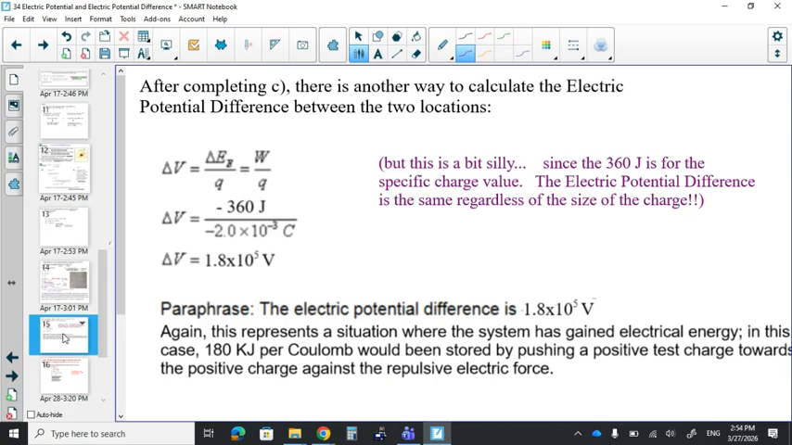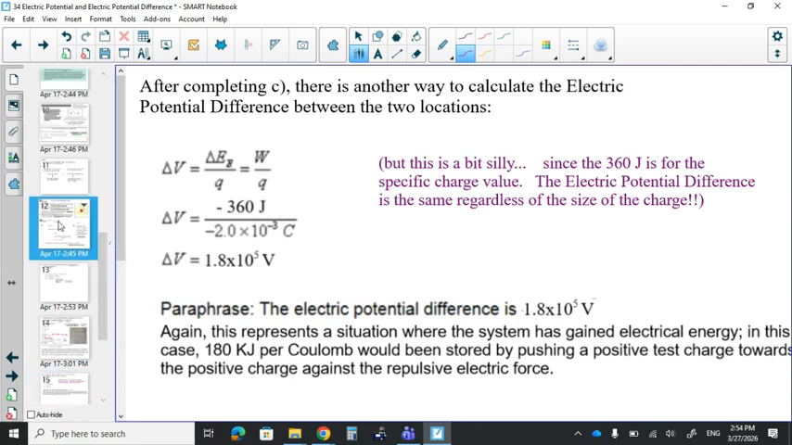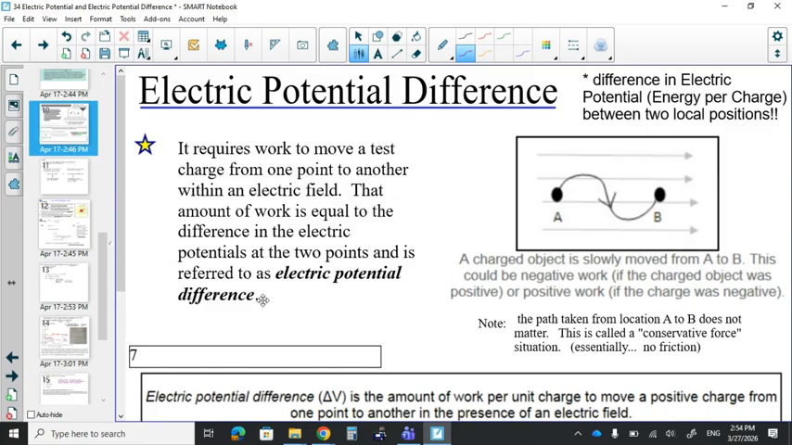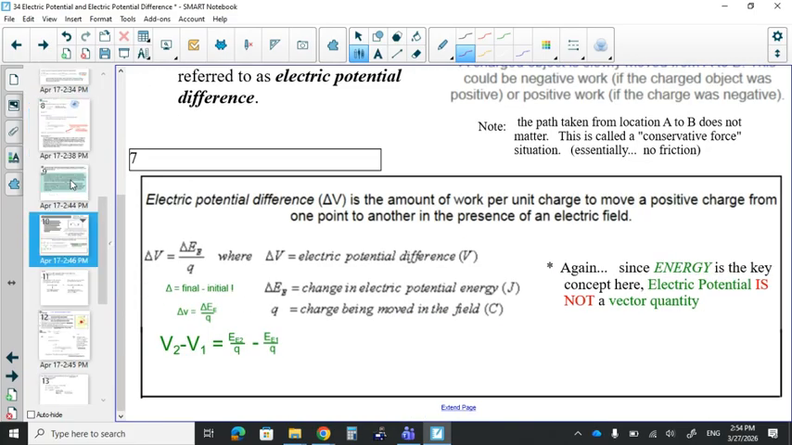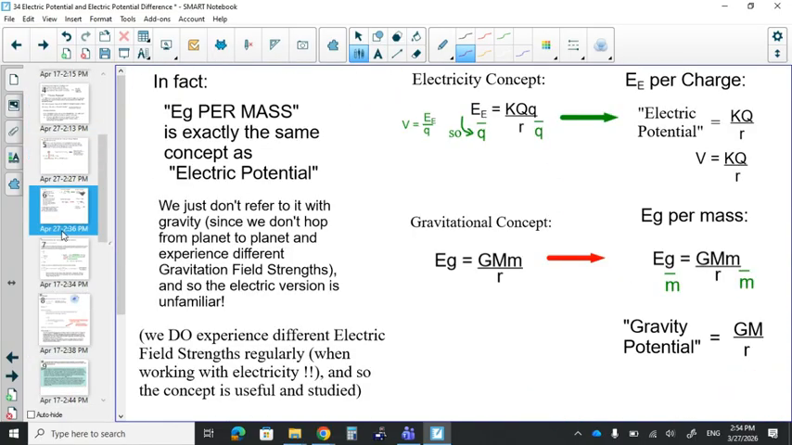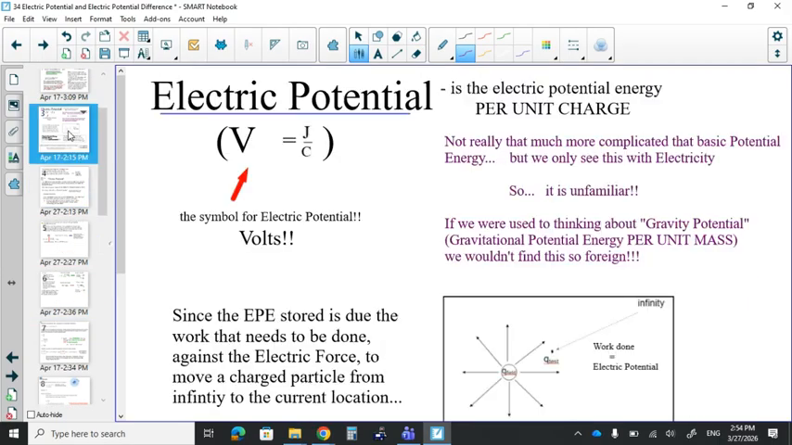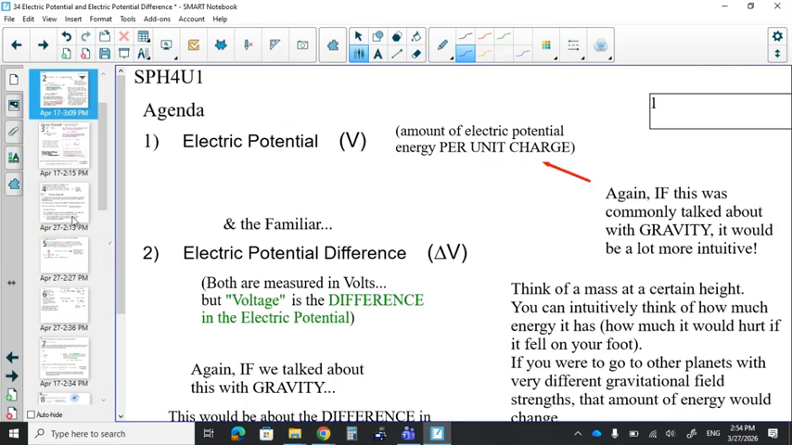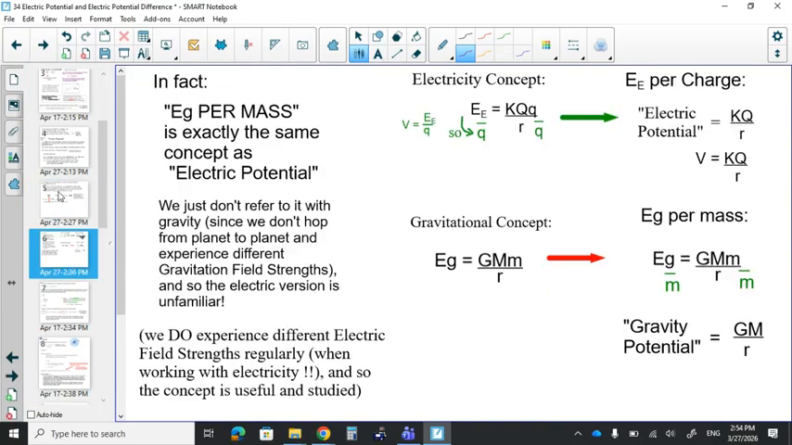Yeah. So after completing part C, you'd have this 360 joules thing, right? Remember the other version of the energy equation or potential equation? Where was it? Up here. Go to where we had that version where we'd say, okay, we could do it based on energy, or we could do it based on charge. I have to find where that was now.